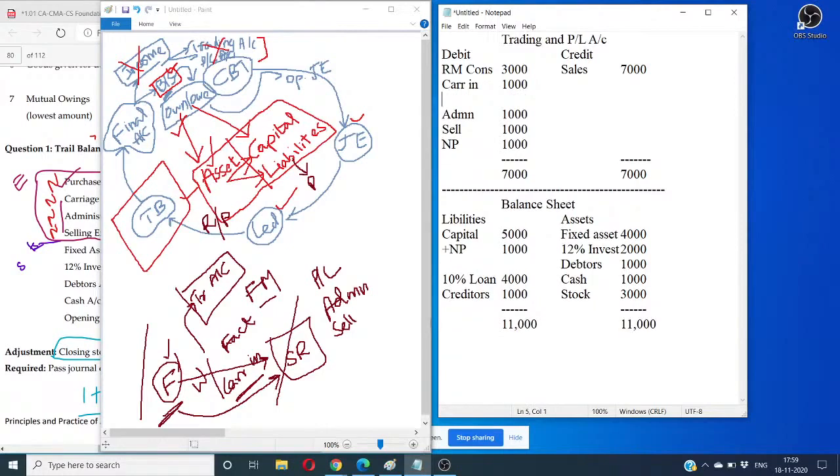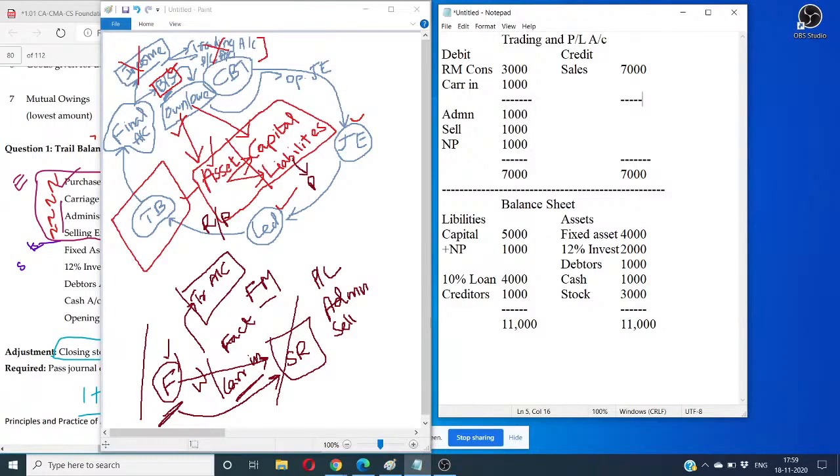So I am going to block this. Material cost and the carriage in will be a first part. Thereafter, it will come as a second part. The first part is named as trading account. The second part is named as profit and loss. First part is trading account. The second part is profit and loss account. Is it clear? I hope so. Good to understand this one. The first part is trading, second part is profit and loss account. What are the items will come?